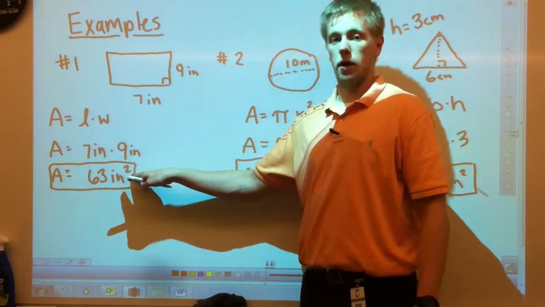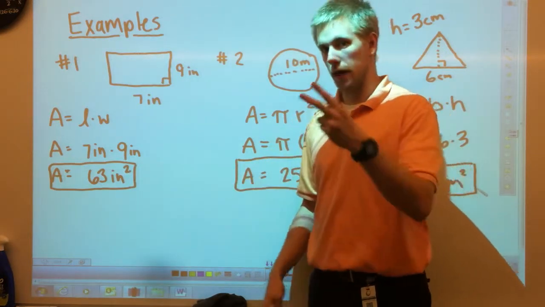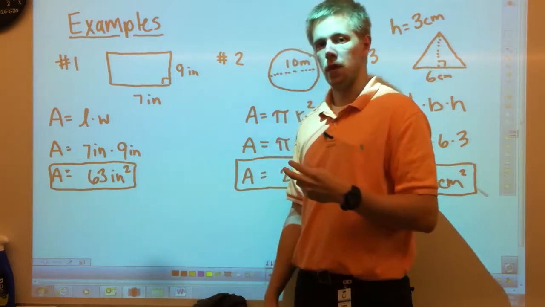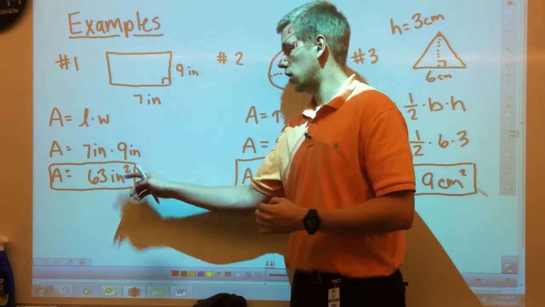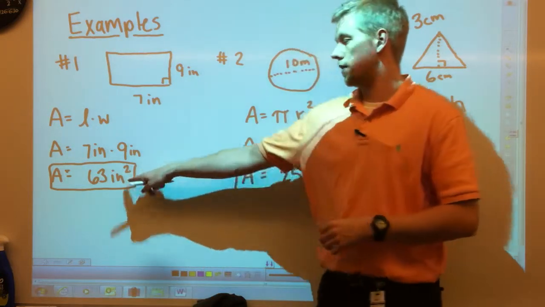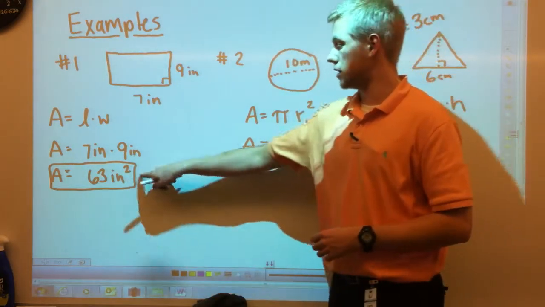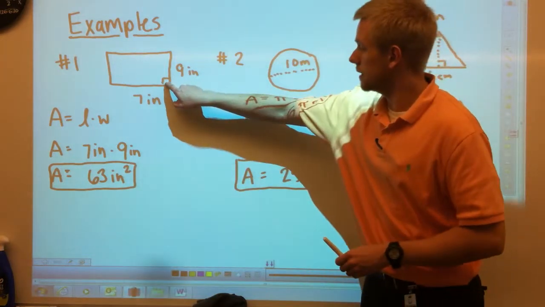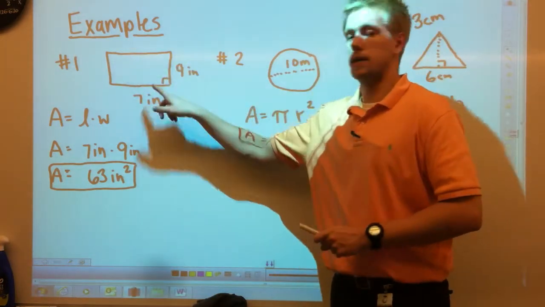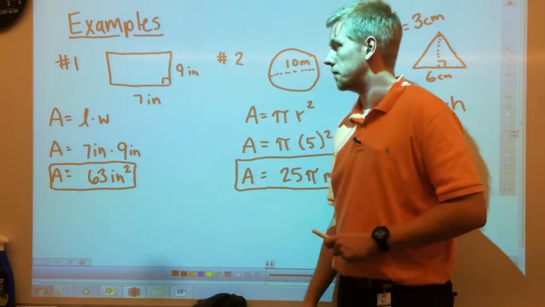Make sure you have a square. Square is two-dimensional, so your exponent should be a 2. In volume, we had 3 dimensions, so our exponent was a 3. Here, our square needs to be on the end of the unit. So the area was 63 square inches. So I could fit 63 of these little square inches inside this rectangle. That's basically what the area is telling me.